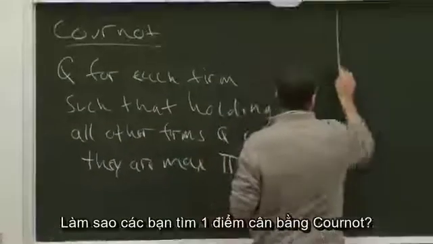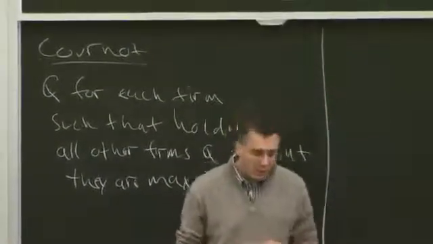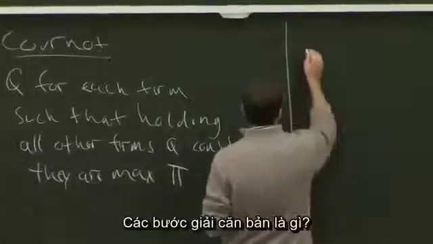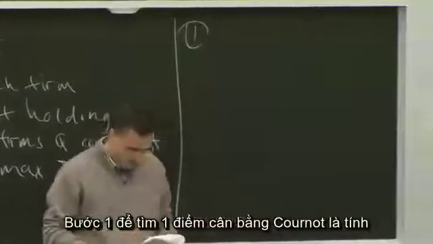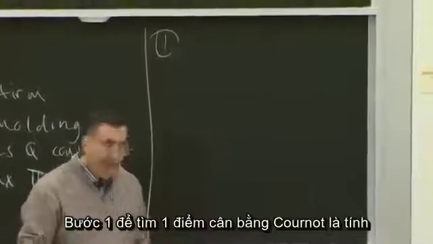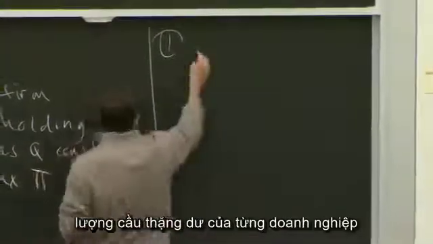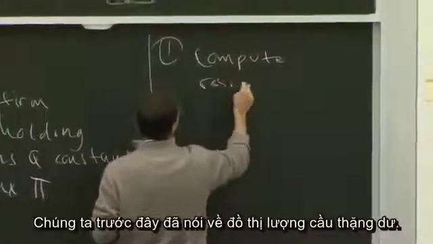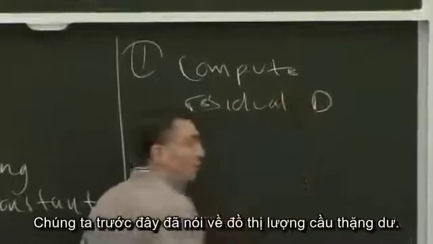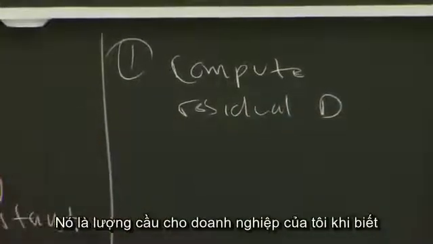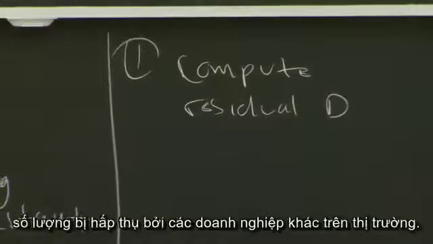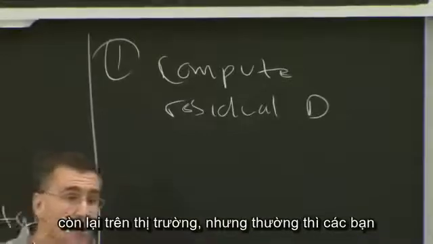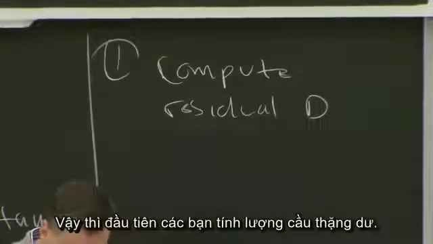How do you actually solve for Cournot equilibrium? What are the steps to solving? Step 1 is to compute each firm's residual demand. We talked about residual demand curves earlier, which is the demand for my firm given the quantity absorbed by other firms in the market. In this case, it's the one other firm in the market, but in general you do this with multiple players. First, you calculate residual demand.